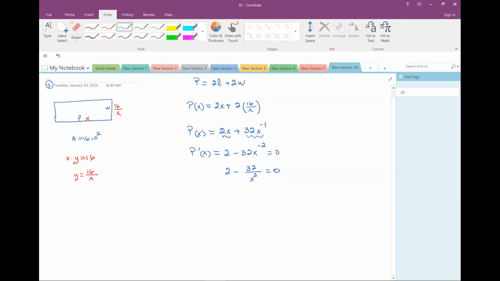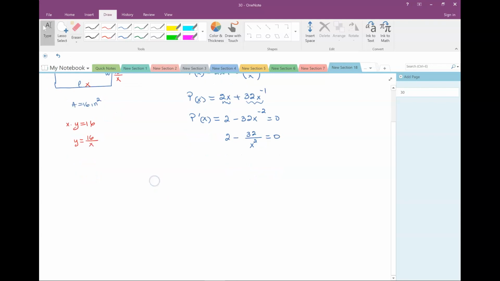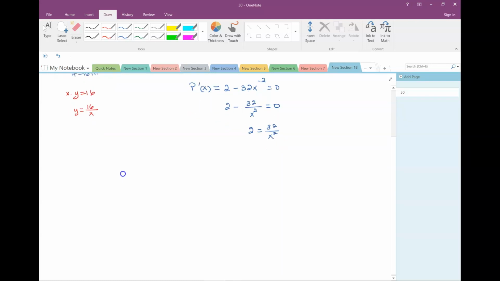Okay? So now how do we solve this? Or you can add 32 over, you're right. So we could do 2 equals 32 over x squared. Multiply by x squared. You can cross multiply. So 2x squared is 32. Divide by 2. So x is technically plus or minus 4.